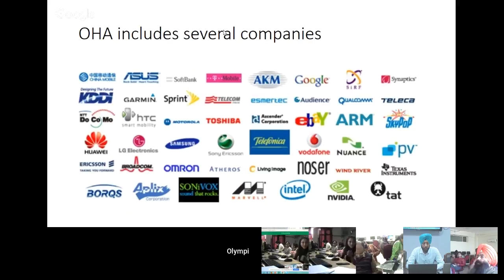Also, the Open Handset Alliance includes various companies. You can name any of the companies till today. Companies like ASUS, Intel, NVIDIA, Vodafone, eBay, Huawei, are all associated with the OHA, that is Open Handset Alliance. They have come to a conclusion that they will support the OHA on open source applications.